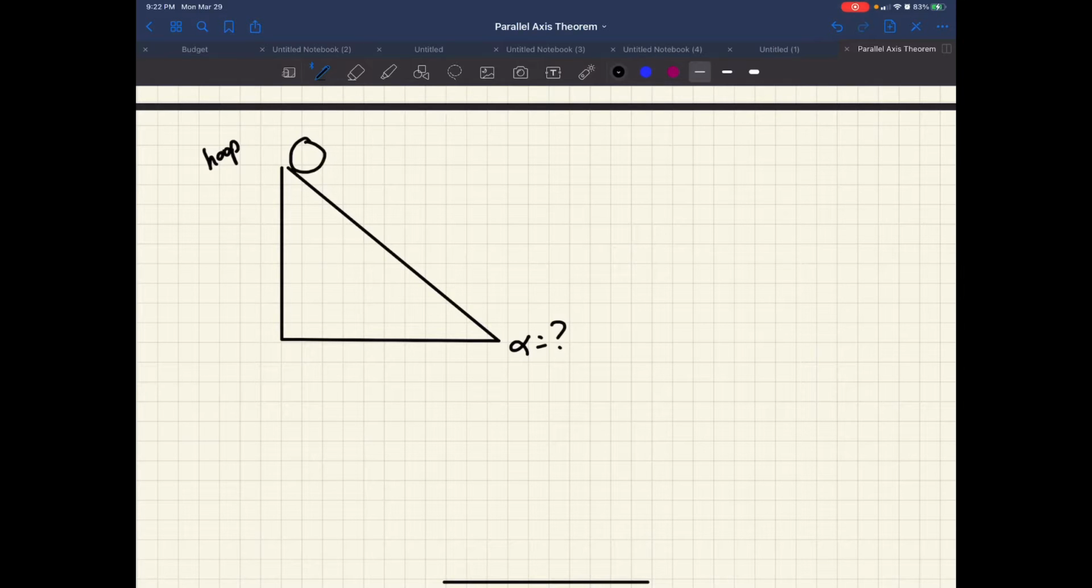Okay, now we're going to use the parallel axis theorem to verify our formula for alpha, the angular acceleration of this hoop as it rolls down an inclined plane of angle theta.